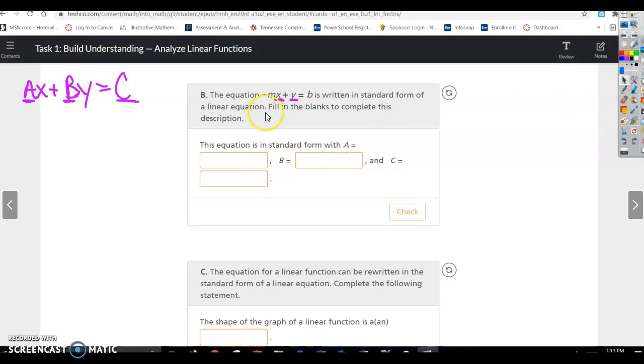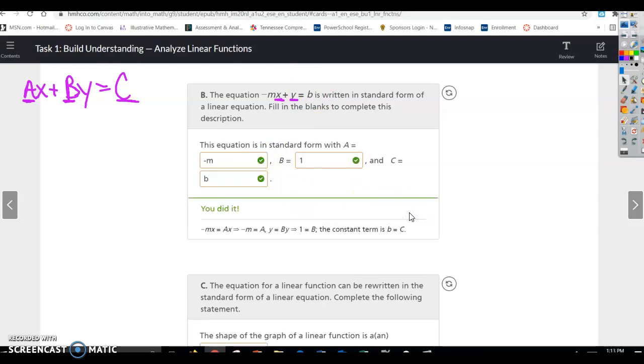So it says this equation can be written in the form with a equal to what? a is the number in front of x, so it'd be negative m. And b is the number in front of y. When there's no y coefficient written, you assume it to be a 1, so b will be 1. And c is the number on the end. In this case, it's going to be b, which is just the variable they're using for this example. So again, this is the same form as standard form, just written with different variables, with x and y on the same side of the equation, that makes it standard form.